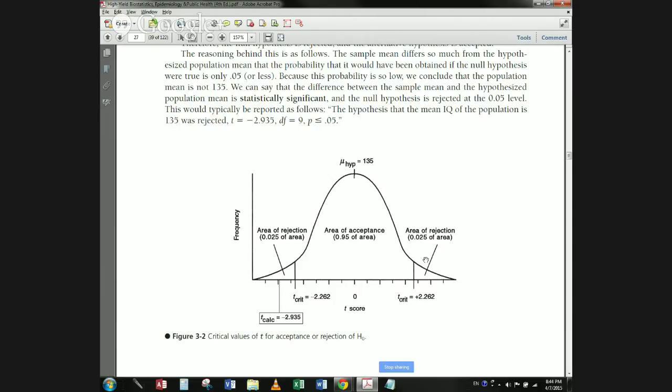This would typically be reported as follows. The hypothesis that the mean IQ of the population is 135 was rejected, and t is equal to negative 2.935, and df is equal to 9, with p less than or equal to 0.05. So here's a plot showing the critical values of t for the acceptance or rejection of H0.